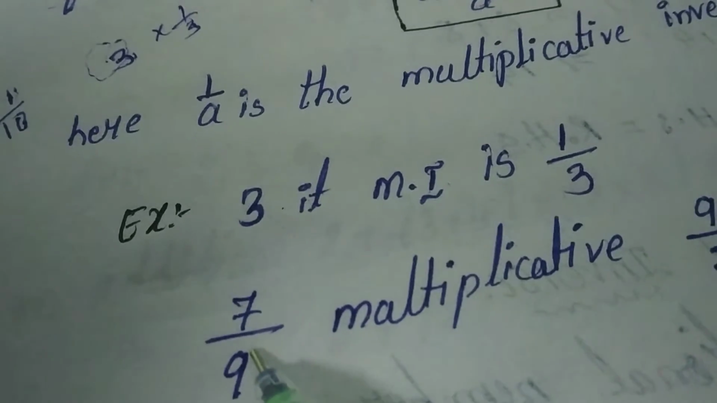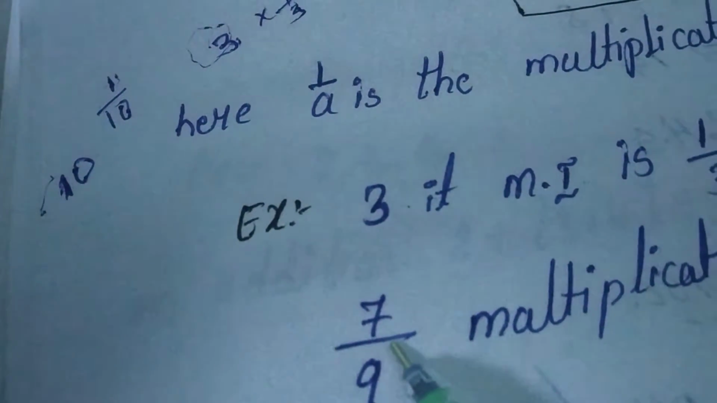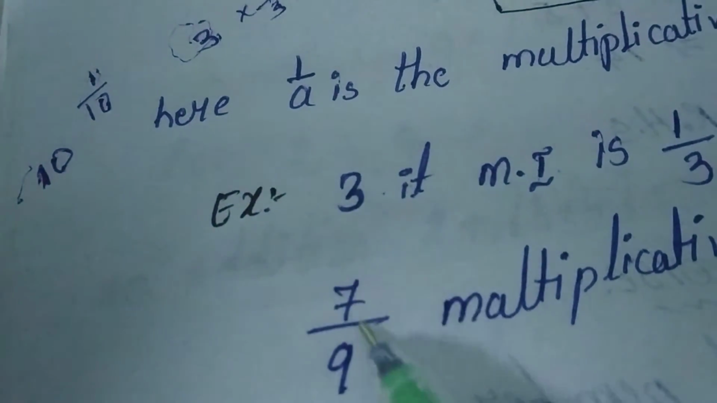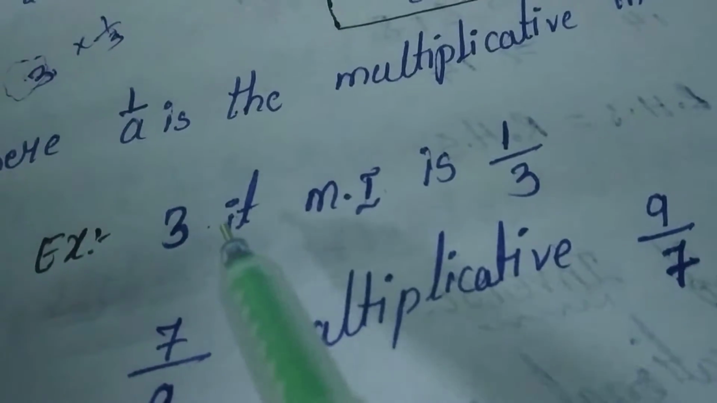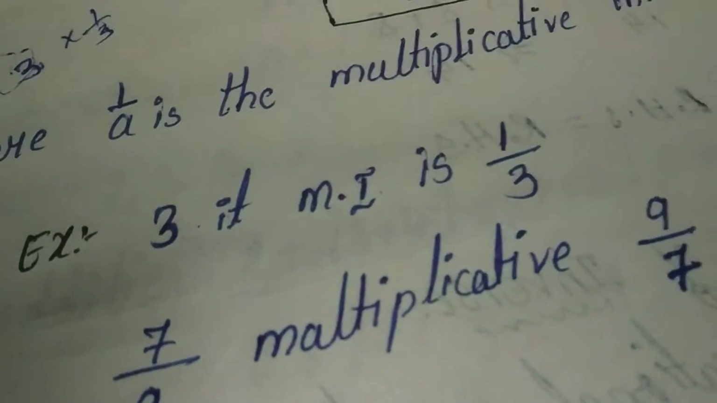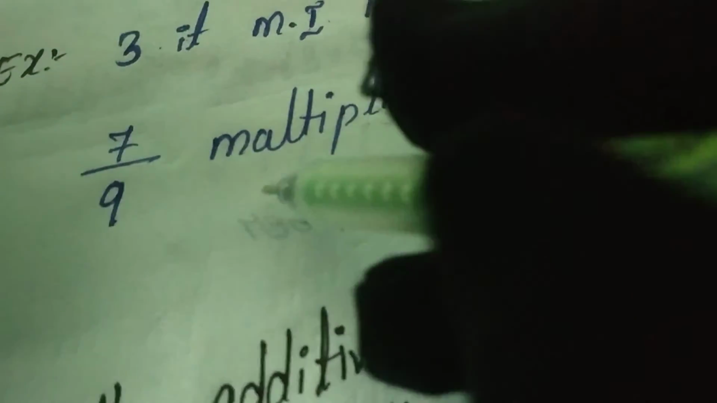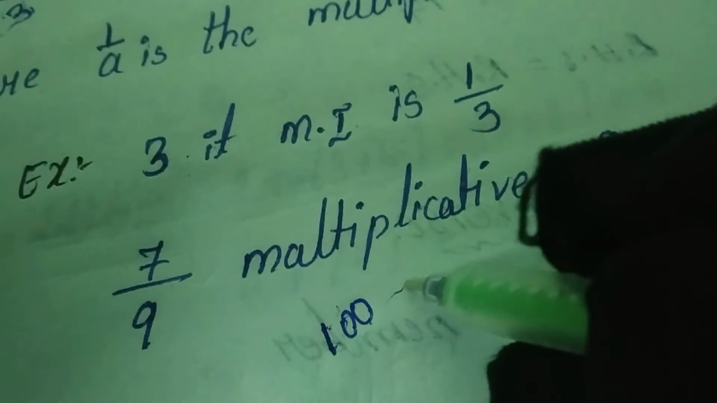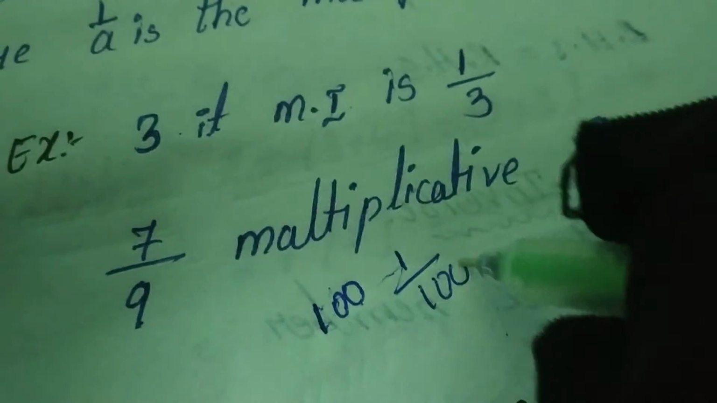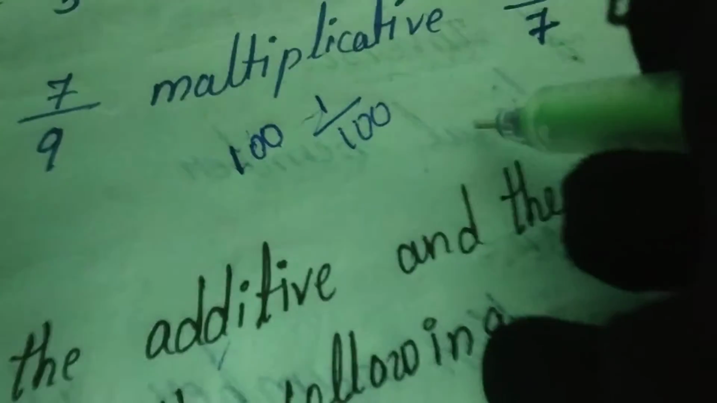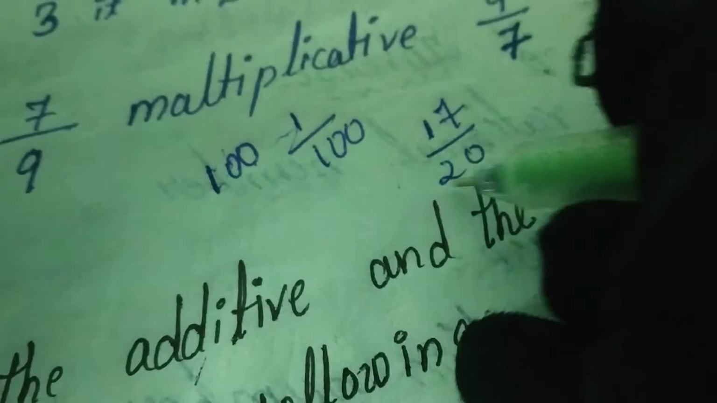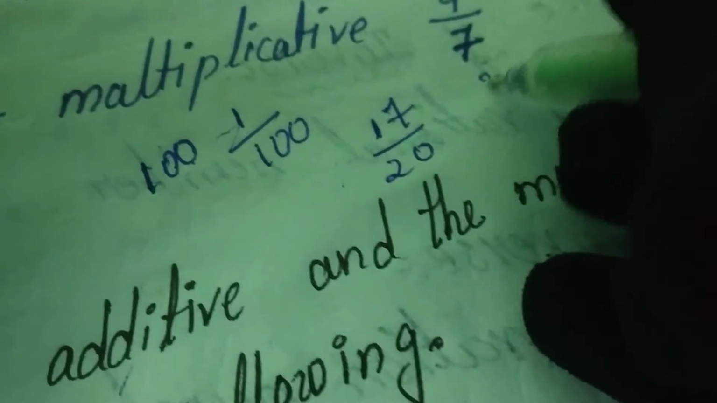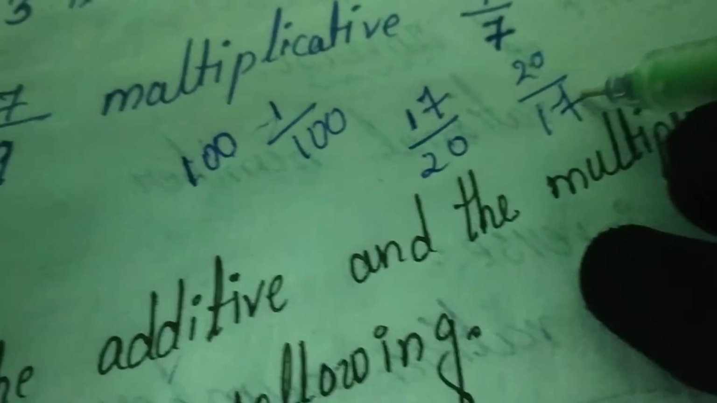7 by 9 is there. Now what is the multiplicative inverse of 7 by 9? It is 9 by 7. Just take the reverse value. If 3 is there, we just do the reverse, which is 1 by 3. One more example: the multiplicative inverse of 100 is 1 by 100. If we take 17 by 20, the multiplicative inverse of 17 by 20 is 20 by 17. Just take the reverse of that number.